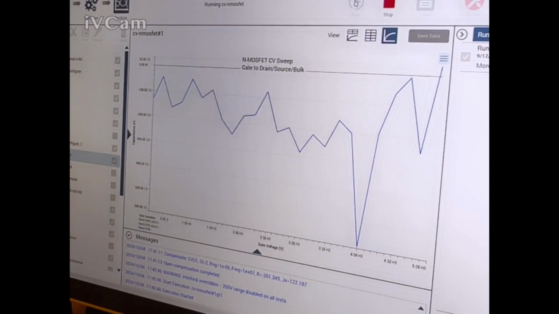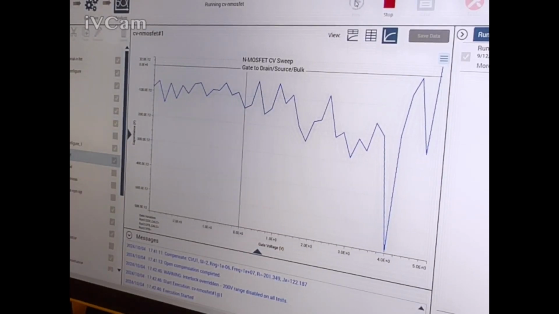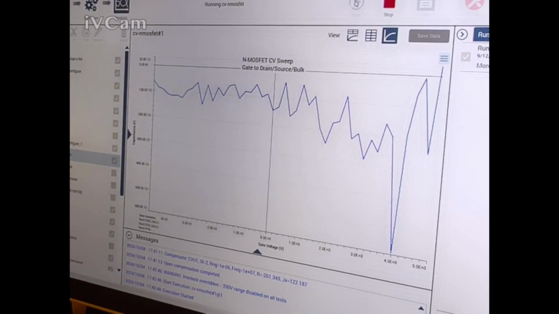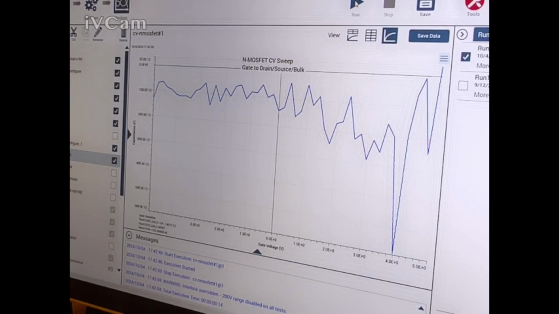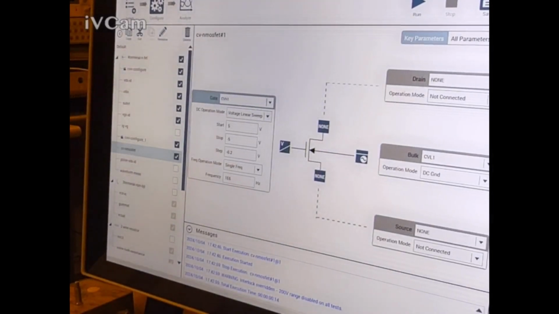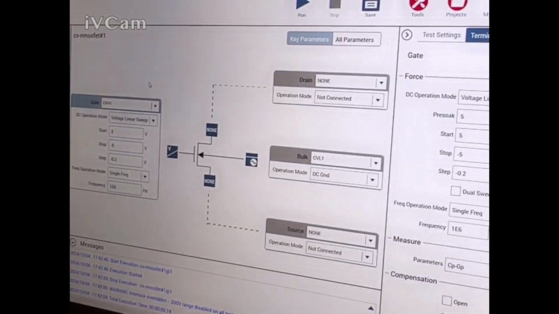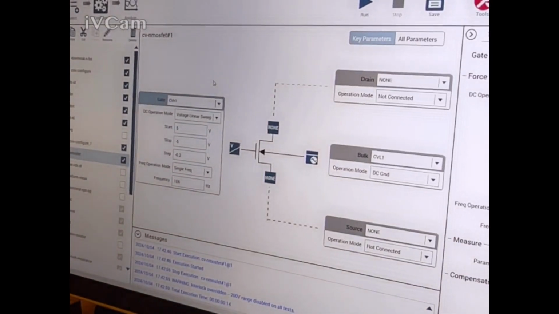So what are the settings used? It was just the default. Something doesn't look right though. What's not right here? Let's go back. We got CV high. Oh, we got CV high on the gate. CV high is which one?